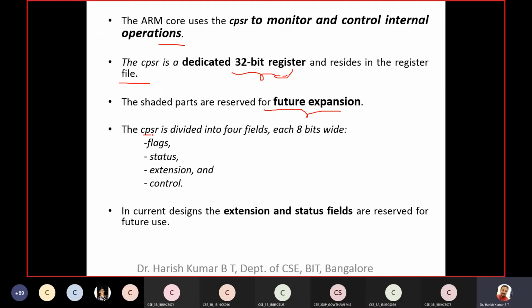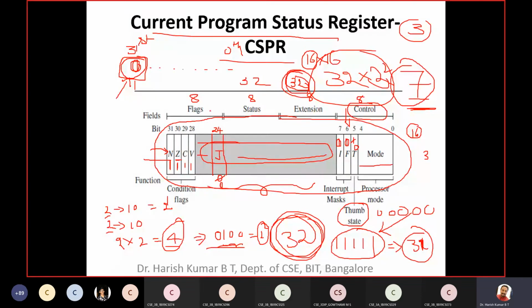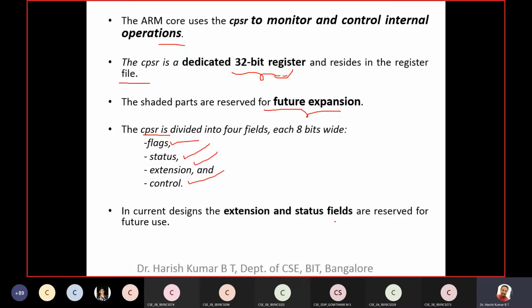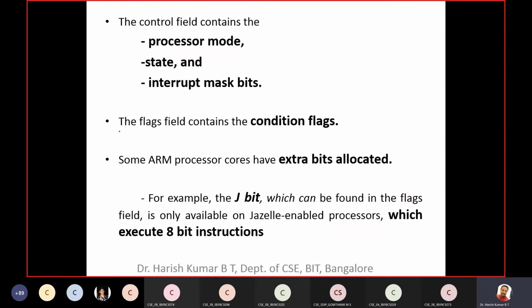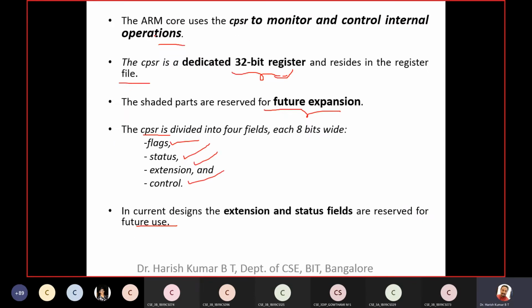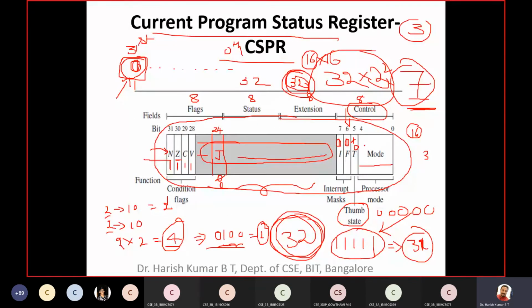Next, the CPSR is divided into 4 fields: flags, status, extension, and control. And you have understood all of that. The rest are all reserved for future use. Next. Now we are focusing on this control field. I've already explained it. So we are focusing on this control field, this part of the CPSR register.